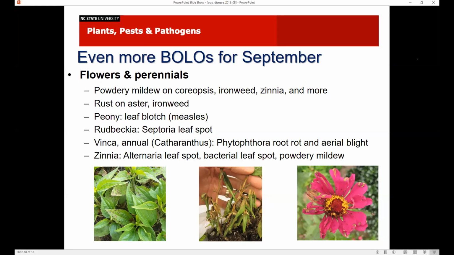Septoria leaf spot on Rudbeckia. We've been seeing it, of course, through the year, but you'll continue to see it. Likewise with the Phytophthora root rot and aerial blight on our annual vincas that will continue to occur. And poor zinnias. I love zinnias, but they suffer from alternaria leaf spot, bacterial leaf spot, both of which can get up on the petals, as well as the powdery mildew that was mentioned above.